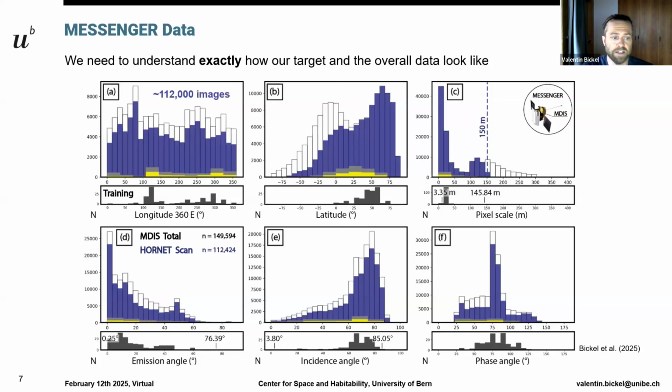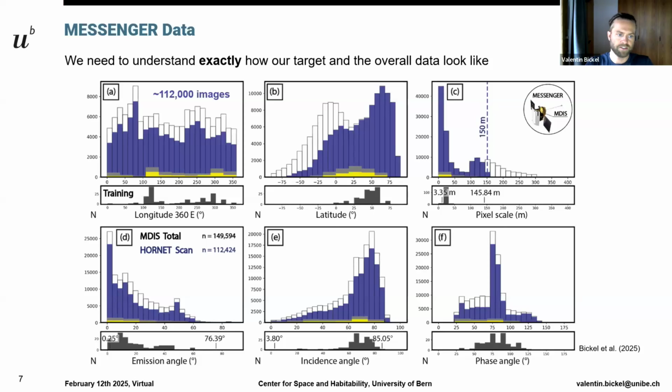In D, we have the emission angle, which is the viewing geometry of the image: 0 degrees is looking downward vertically, or nadir looking, and 90° would be looking parallel to the surface. In E, we have the incidence angle, which is basically the sun angle. So 0 would be the sun is overhead at local noon, there's no shadows. And then 90° would be the sun is right at the horizon, so very long shadows. And F, ultimately, we have the phase angle, which at 0° means the sun is behind you, and 180° means the sun would be in front of you.